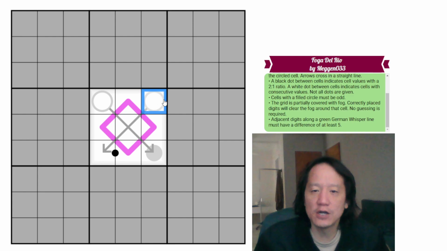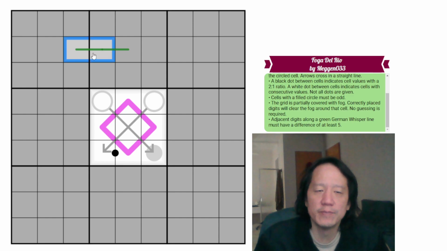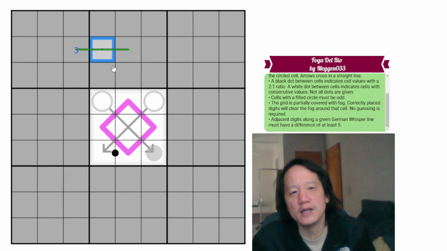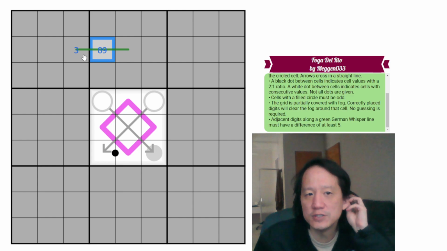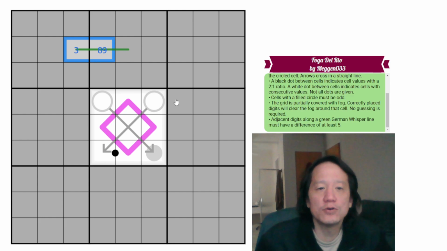Adjacent digits along a green German whisper line must have a difference of at least 5. So say we had a German whisper line like this or something. Adjacent digits along it must have a difference of at least 5. So for example, if this were a 3, this would have to be an 8 or a 9 to satisfy the German whisper rule, because adjacent digits must have a difference, again, of at least 5 between them. And those are all the rules.